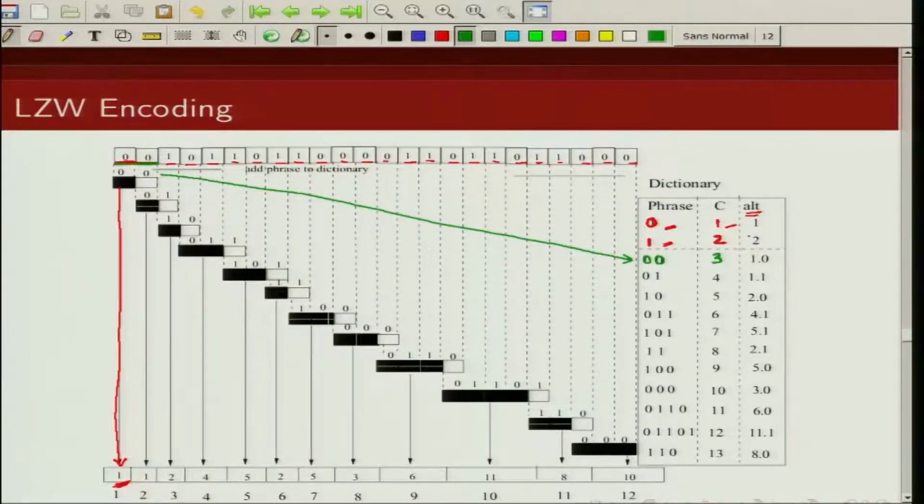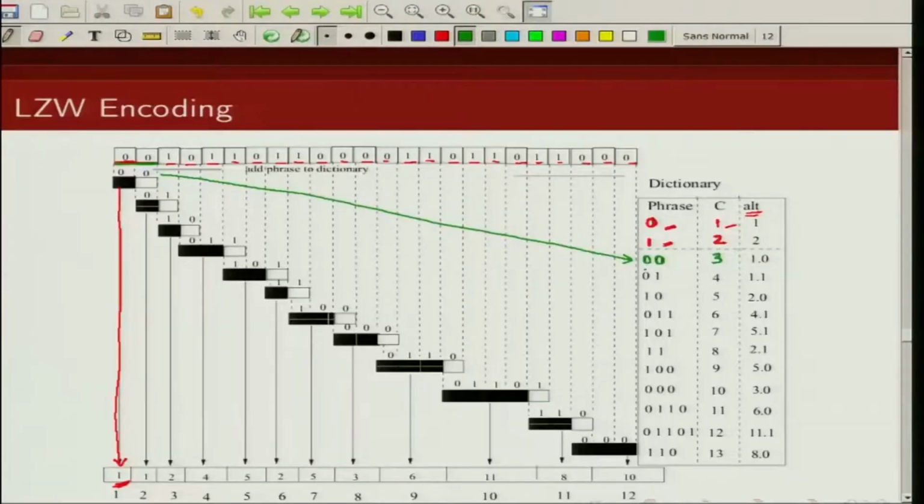Now this alternate representation, as I said, each new phrase can be written as a concatenation of an old phrase and a new innovation symbol. So this 0 0 can be written as 0 concatenated with a new symbol 0. And what is 0? 0 is my code word 1. So code word 3 can be written as the phrase indexed by 1 followed by the innovation symbol 0.